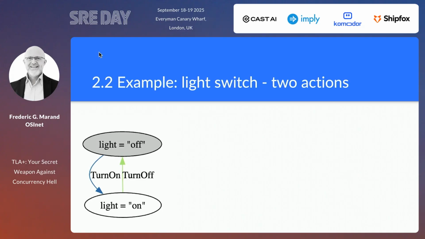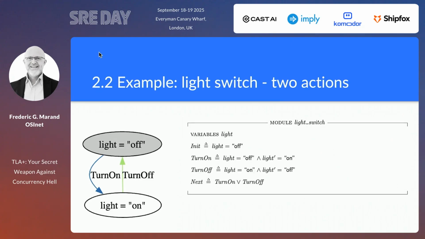Let's consider a simple example. Here you have a light switch, on-off. You have two states, light is off, light is on, and you can turn it off or turn it on. That's a finite state machine, a very minimal one, and you can express it in TLA. It looks like this. You define a variable which is light. You define the initial state as being one where the light is off, and this is the only condition we have, the only predicate.